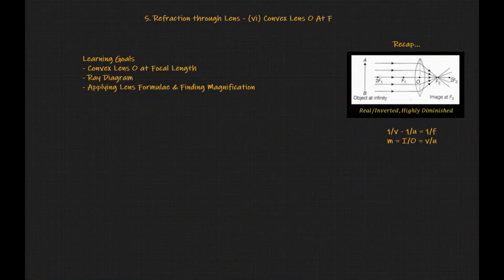Welcome to this video, a series of videos on refraction through lens. In this video, we're going to look at the use case of object at focus for convex lens. Before we start, a quick recap. In the previous video, we looked at what happens when the object is at infinity or very far away, and we also looked at the lens equation and the idea of magnification. So we continue to use both these equations to analyze what happens when an object is at focus in this video. So first, let's see a demo of what happens when the object is at focal length.